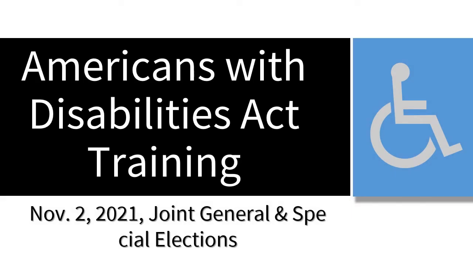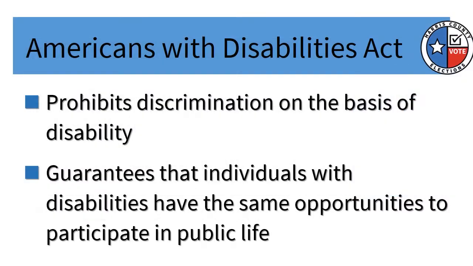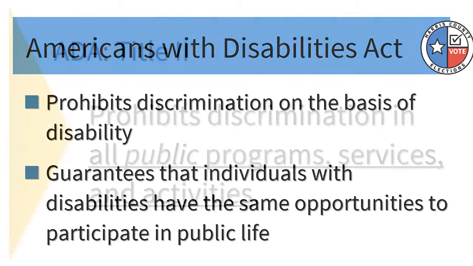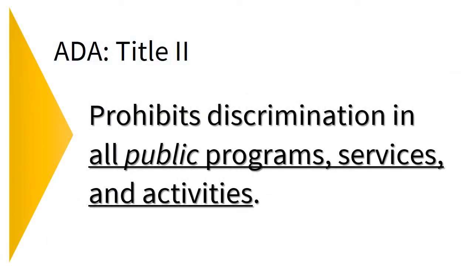This part of today's training involves the Americans with Disabilities Act and how it relates to your role as election workers. Also referred to as the ADA, the Americans with Disabilities Act is a comprehensive civil rights law that prohibits discrimination on the basis of disability and guarantees that individuals with disabilities have the same opportunities as everyone else to participate in public life. The Americans with Disabilities Act is comprised of 5 titles, or sections.